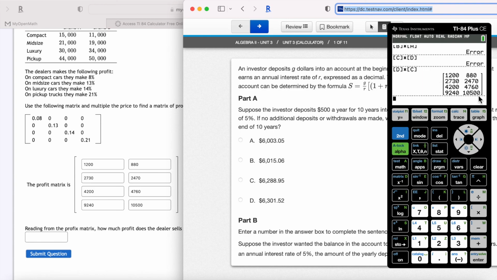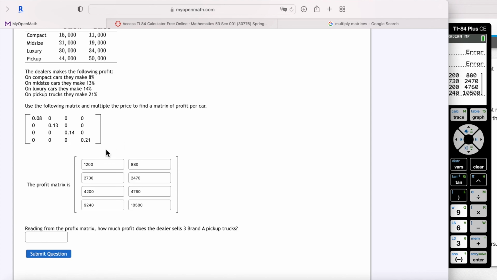So this is your profit matrix, and we are going to enter that in here. This column represents the profit that you make from selling brand A, and this column represents the profit that you make from selling brand B. This row represents the profit that you make from selling compact car. This row represents the profit from selling midsize. This row is the profit that you make from selling luxury. And this row is the profit that you make from selling pickup truck.